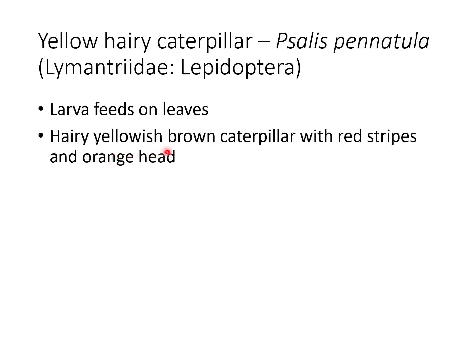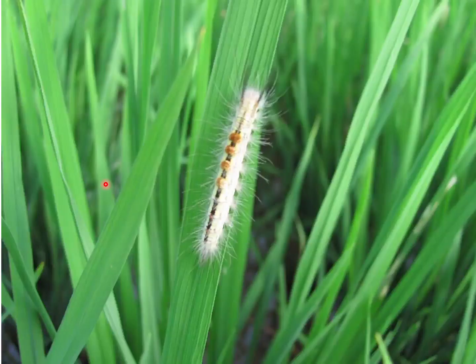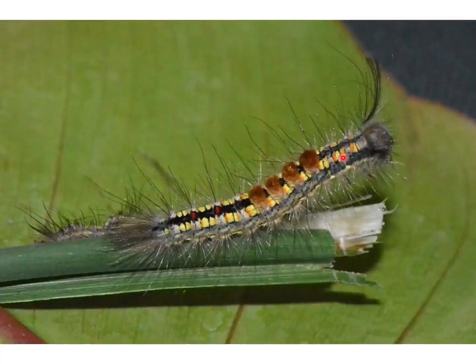It's yellowish brown with red stripes and an orange head. The orange head is not visible, but we can see a yellowish brown larva with red spots or stripes on the body. It's a hairy caterpillar. This one is also common in rice fields, but the damage is very minimal. So it's a minor pest.